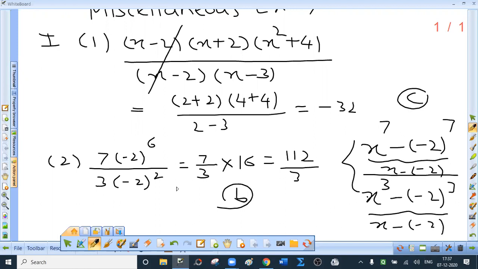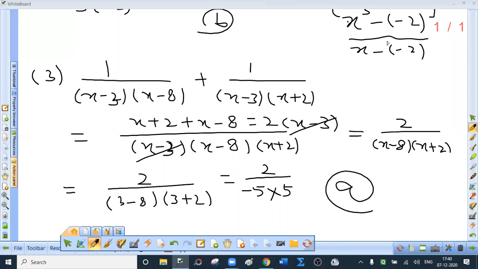Now, what is the answer? n a raised to n minus 1. So n means 7, a means tending value, minus 2. Raised to 7 minus 1 means 6. In the denominator, 3 into minus 2 raised to 3 minus 1, that is 2. So 7 by 3 into minus 2 raised to 4 is 16. So 112 upon 3 is the answer which is given in option B. B for Bombay.